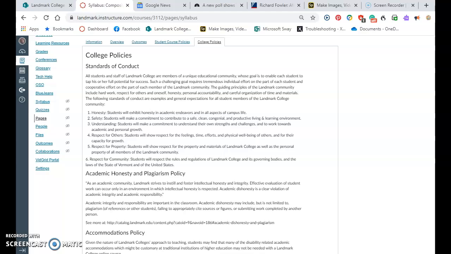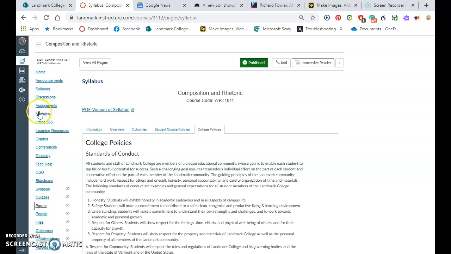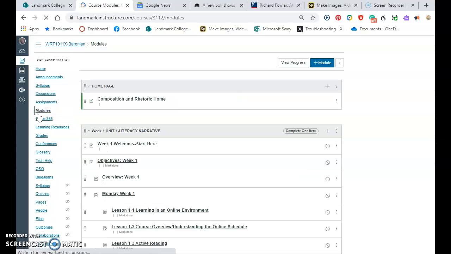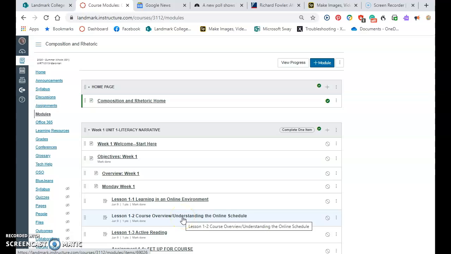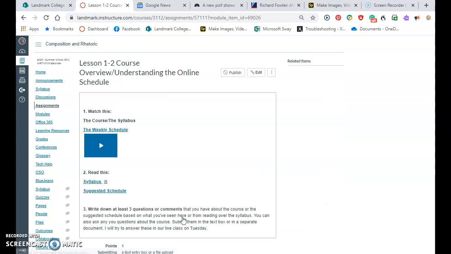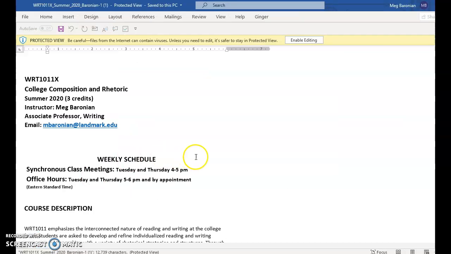Okay, so that's basically what's contained in the syllabus. I'm asking you to read it over. I want you to remember that in the assignment in which this is posted, if we go back to modules, you'll see where it is, which is the course overview and understanding the online schedule. The syllabus is posted here in a Word document. You can just open that up and you can listen to it or you can read it.